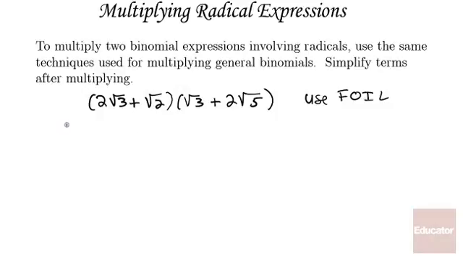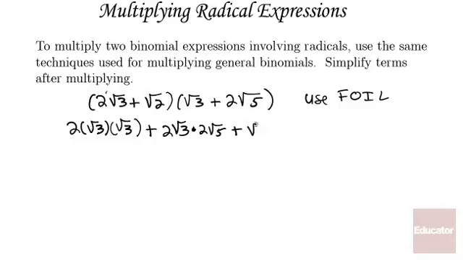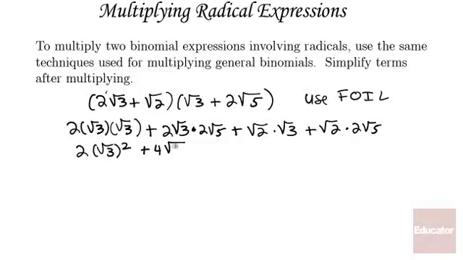So I multiply out the first terms. 2 radical 3 times radical 3, plus the outer terms, 2 radical 3 times 2 radical 5, plus the inner terms, which is radical 2 times radical 3, and then finally the last terms, square root of 2 times 2 radical 5. Okay, making this a little bit simpler. 2 times 2 is 4. So that's going to give me 4 times radical 3 times radical 5 plus radical 2 times radical 3 plus 2 times radical 2 times radical 5.